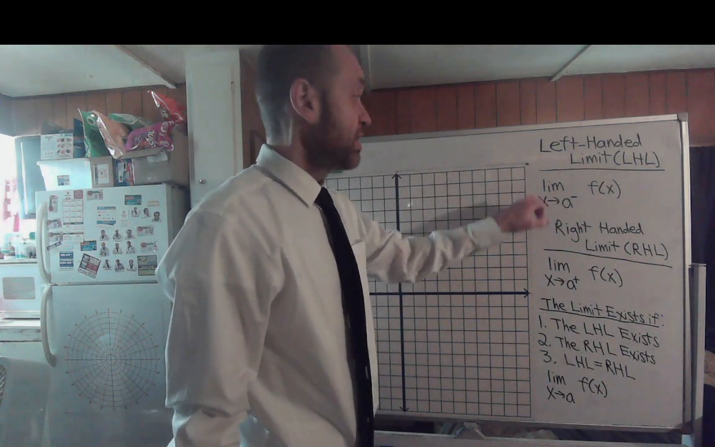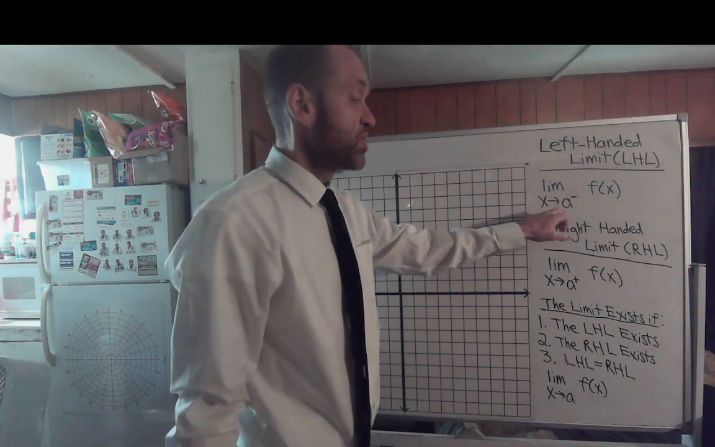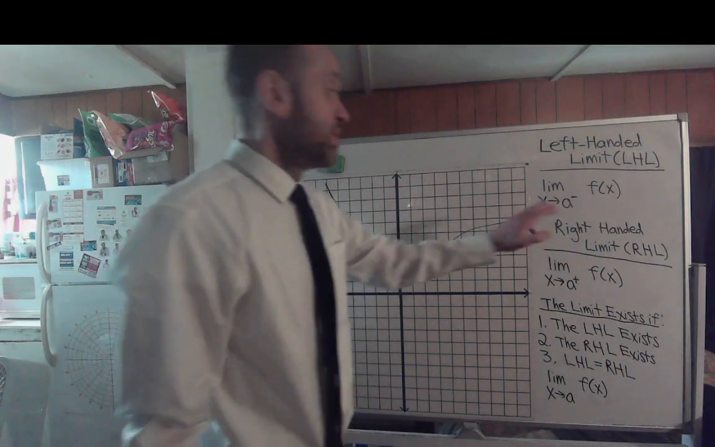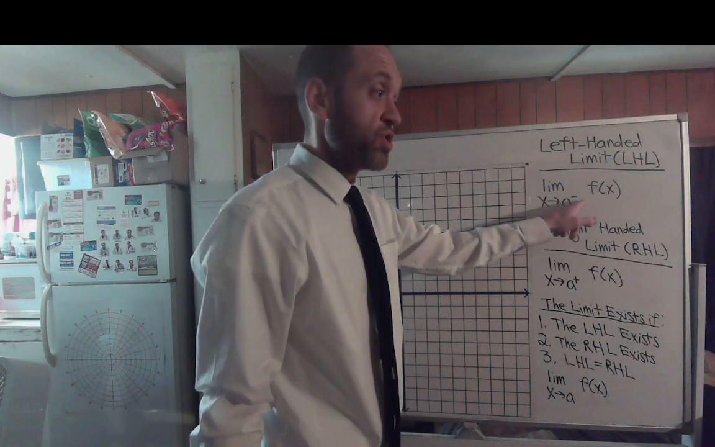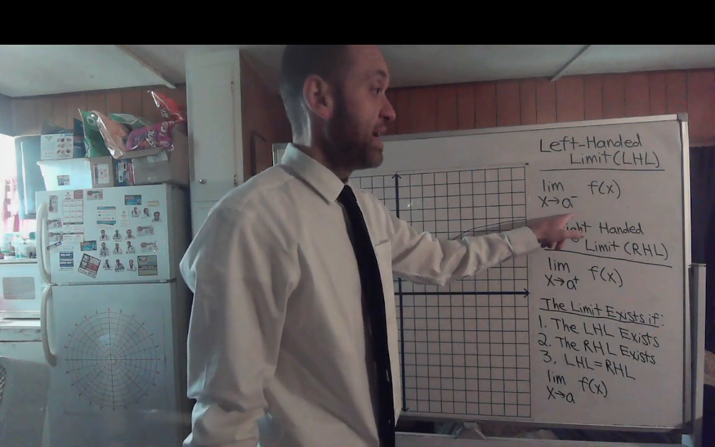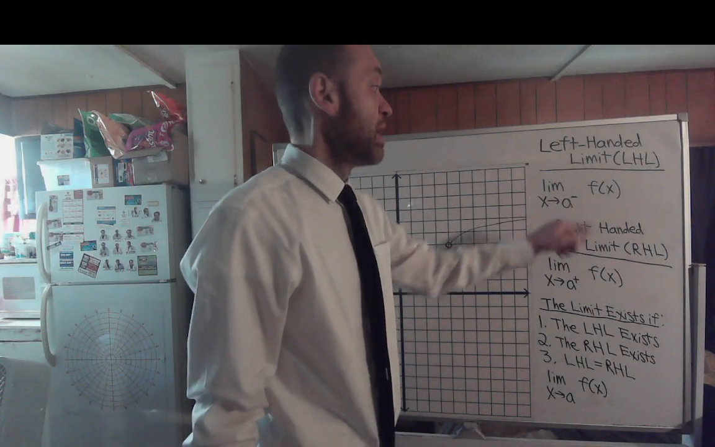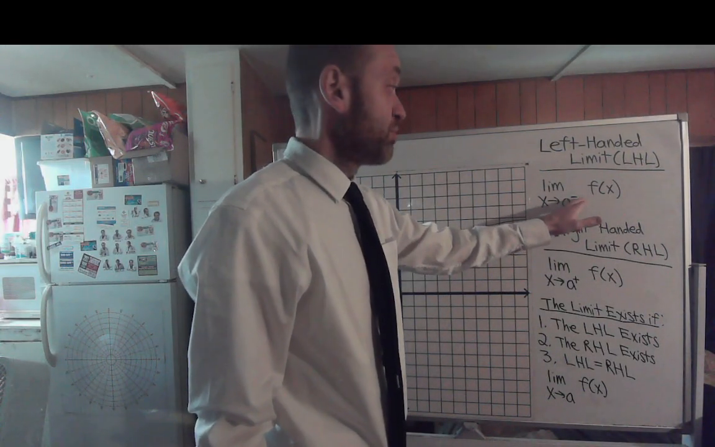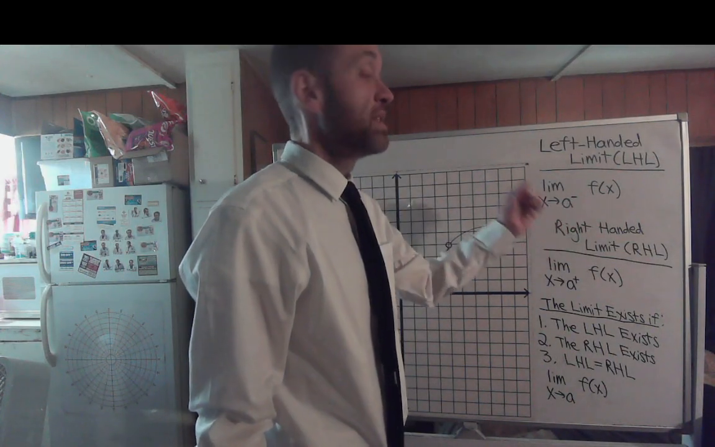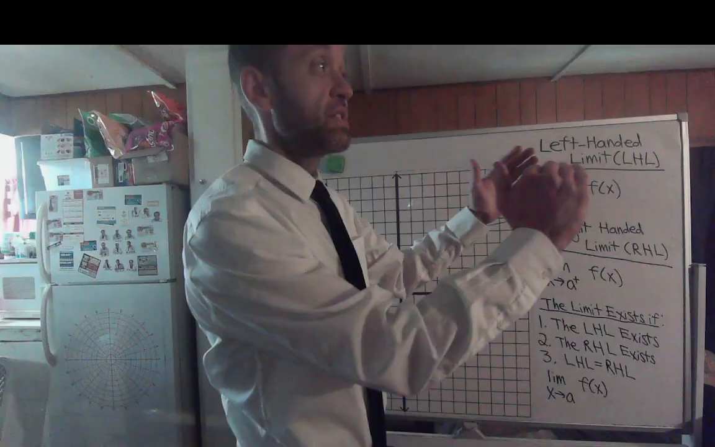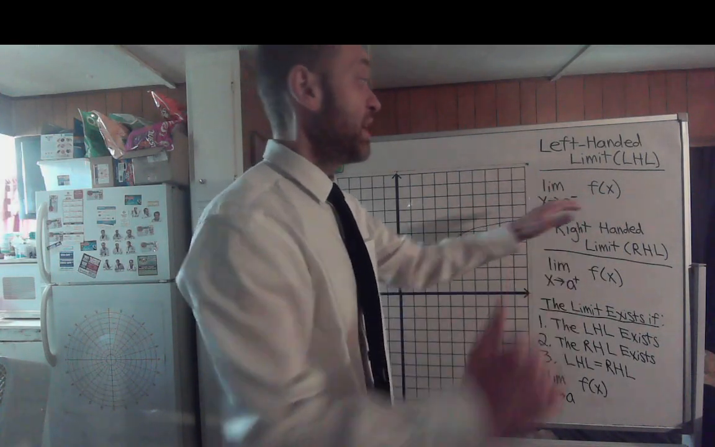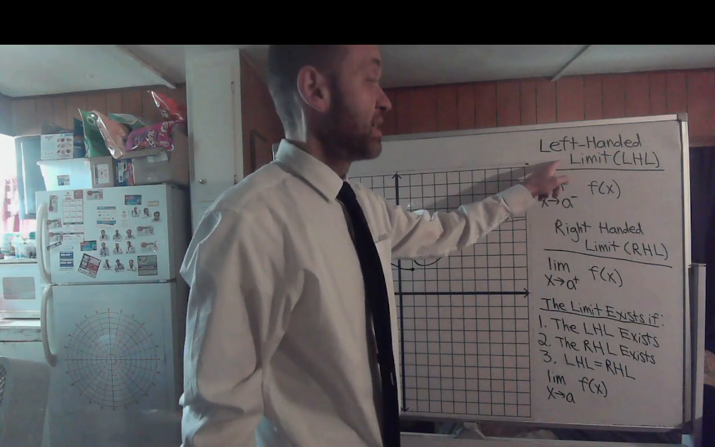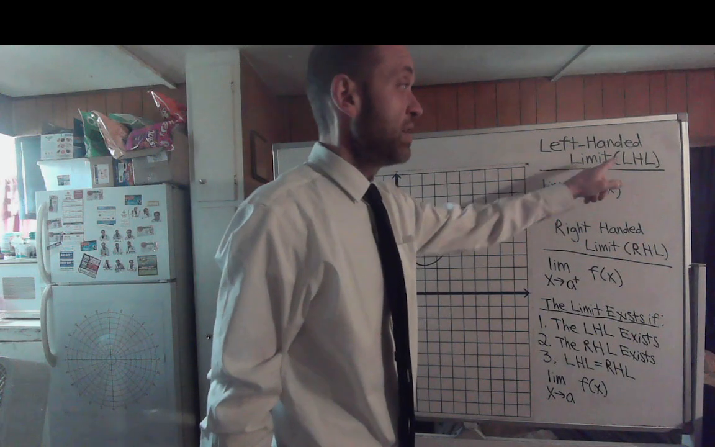So you see here the limit as x approaches a minus of f of x. This a with the superscript minus, it almost looks like a to the minus power. That does not mean negative a. If you see a superscript minus, that means x is approaching that arbitrary value of a from the left-hand side. That's what's called the left-handed limit, abbreviated LHL.